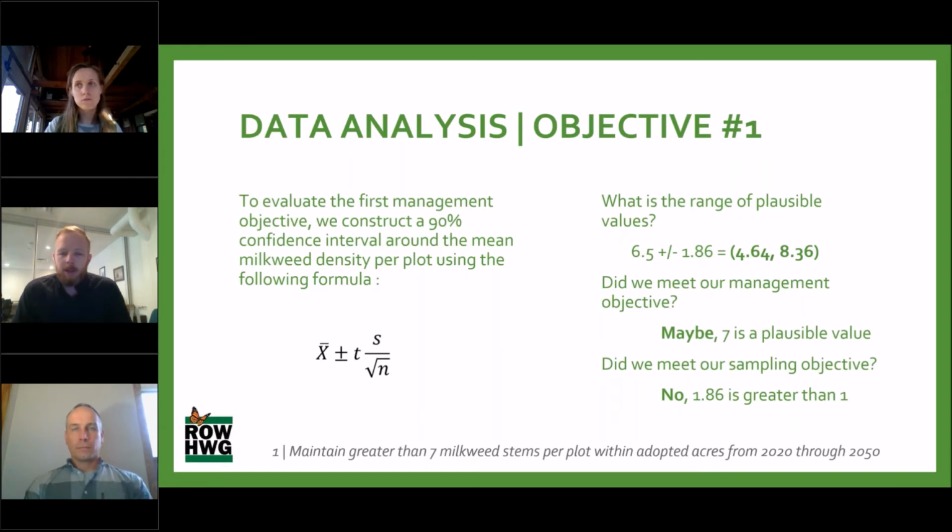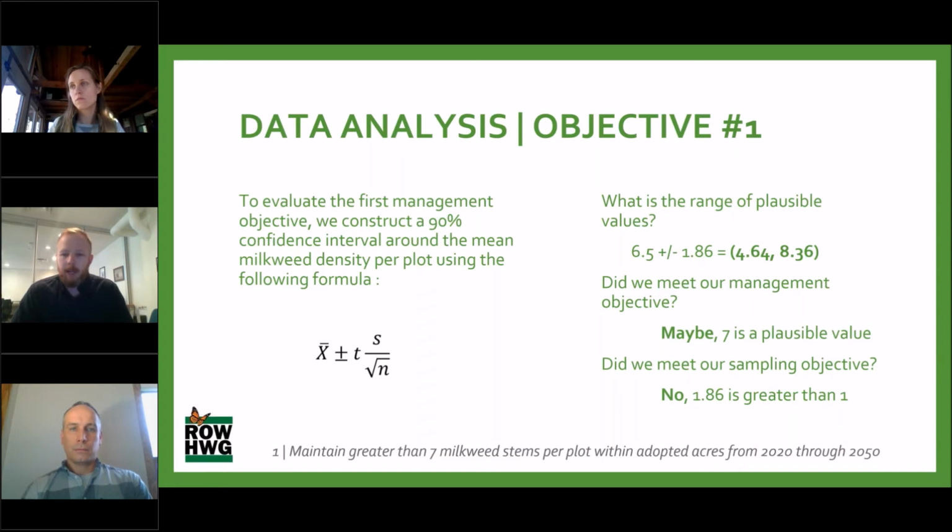But we also want to evaluate our management and sampling objectives. And when we're using sample data, it's important that we do use statistical tests. The point estimate is great. And so in this case, we'll just be looking at the milkweed density per plot averaged across those 60 plots. And we found that that was 6.5 milkweed stems per plot. But we want to go ahead and construct that confidence interval. The confidence interval is just a plausible range of values. So the formula is there.